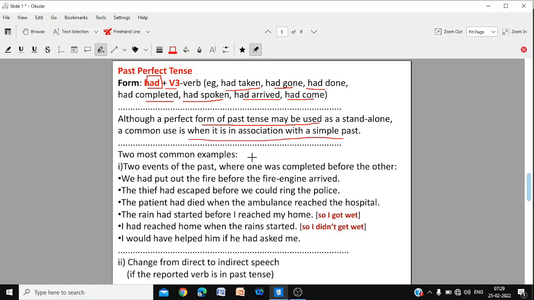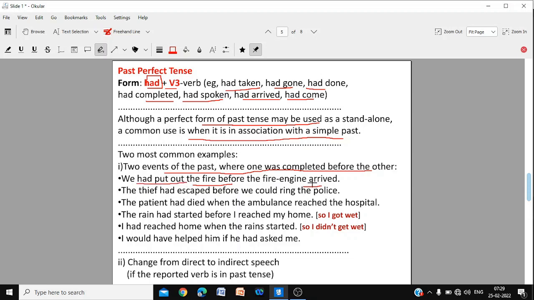Two of the most useful contexts are, number one, two events of the past where one was completed before the other. We had put out the fire before the fire engine arrived. The first is in past perfect, had put out.